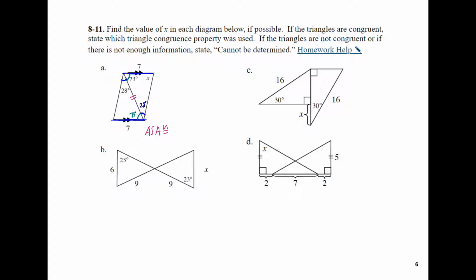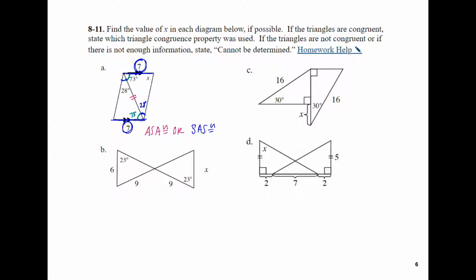I also could have used side angle side because I also noticed that this side is a length of 7. This base of my triangle is also a length of 7. So using either the teal 73 degree angle, we can state that based upon side angle side congruency, our triangles are also congruent.